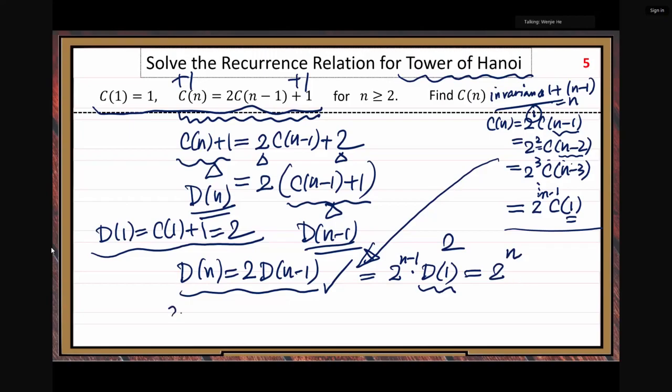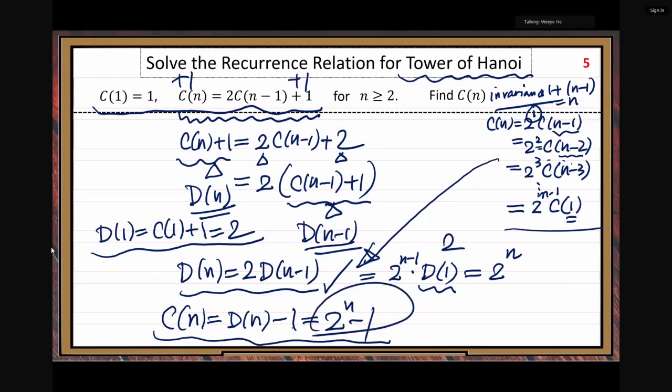But you need to go back to the C of n function equals d of n minus 1, so it equals 2 to the n minus 1. That's the final solution. C of n, the number of moves when you solve the Tower of Hanoi problem with n disks, you need 2 to the n minus 1 moves. Final conclusion. That's how we derive it.